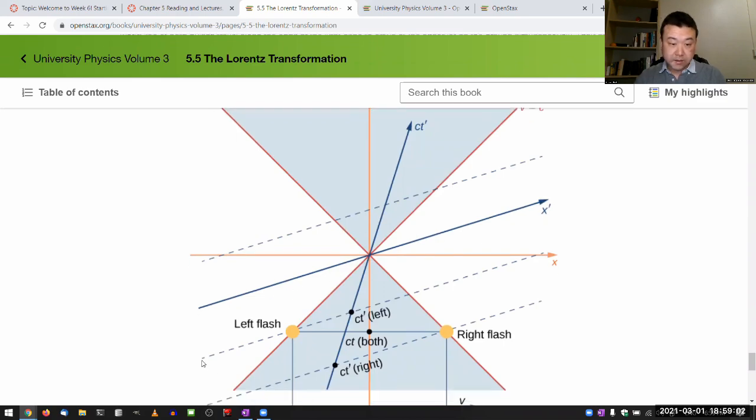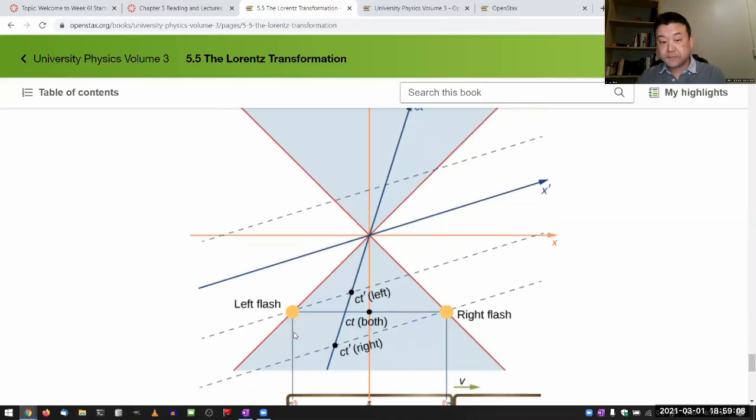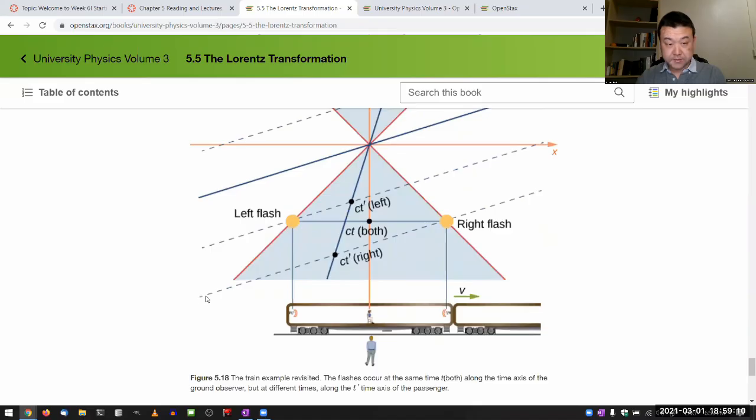So these are the set of points that are simultaneous with this event in the reference frame of the train. And these are the set of points that are simultaneous with the right flash in the reference frame of the train. And looking at this, what you see is that the right flash does occur before the left flash does. This is more negative time than the left flash.